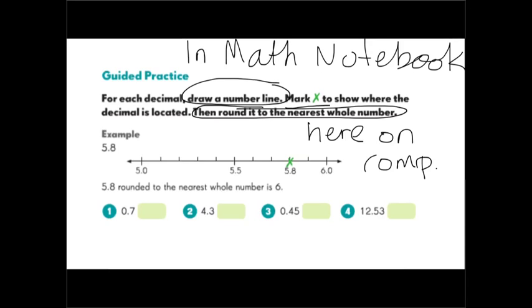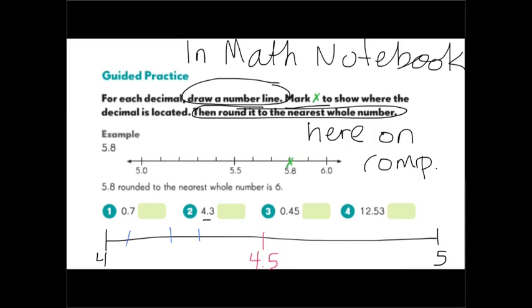Now for number 2, we're looking at 4 3/10. So that means our number line is going to be 4 and 5. Right here in the middle is 4.5 or 4 5/10. And we're looking at 4, here's 4.1, 4.2, 4.3, and 4.4. So 4.3 is right here. We see it is closer to 4. So the answer is, the nearest whole number is 4.